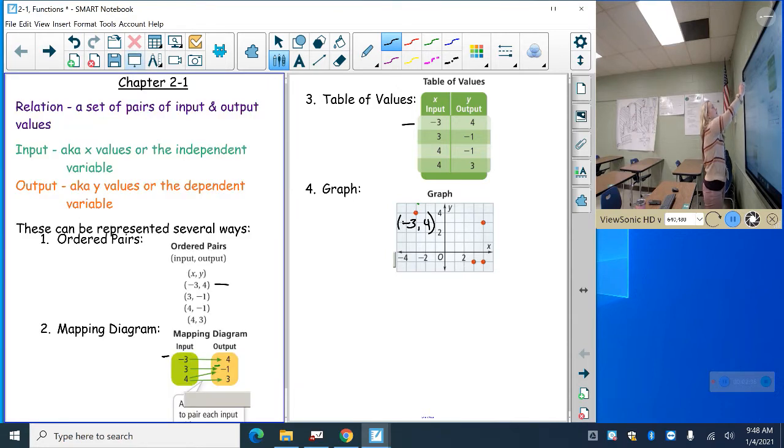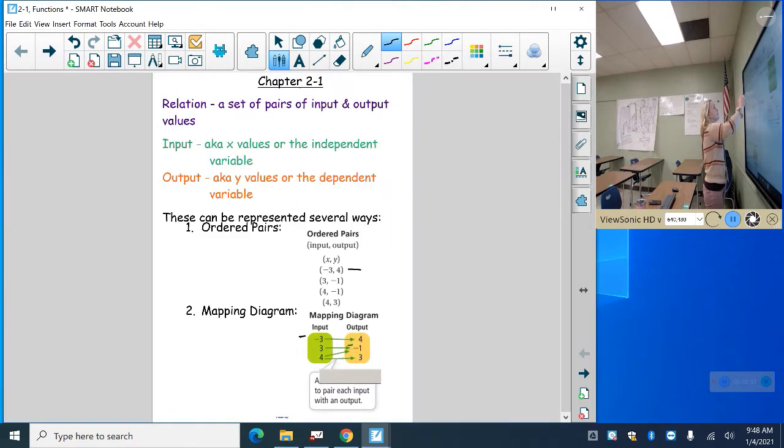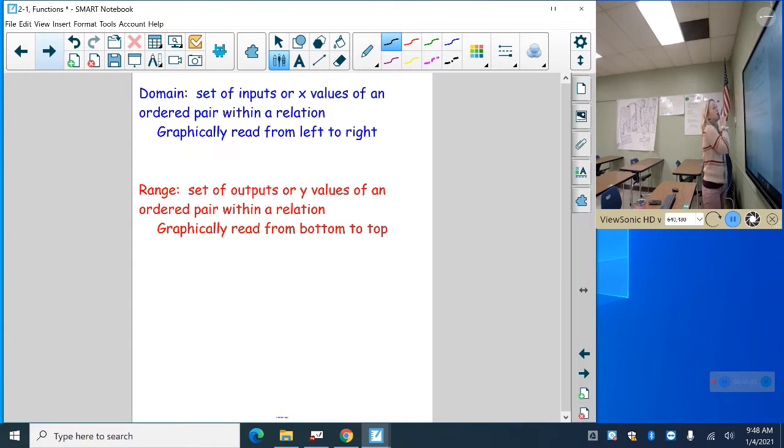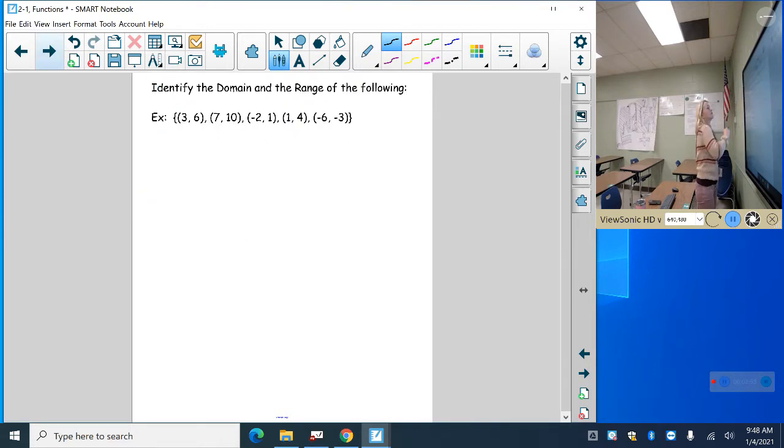Okay? Now, a domain is all the inputs or the independent variable, okay? And graphically, we read this from left to right. It's all the ordered pairs that are x's, and the range is a set of outputs or the y values of an ordered pair within a relation, graphically read from the bottom to the top. So if I were to look at this, identify the domain and range of the function of the following, if you remember what we just said, we said all the x values are the domain, all the y values are the range. So that's it.